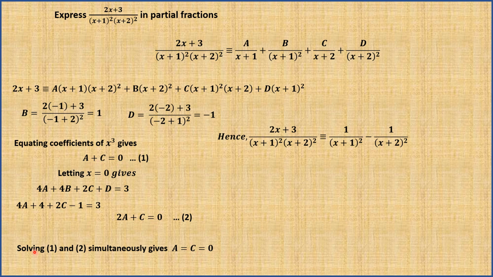Now since a is 0, this term does not exist. c is also 0, so this term does not exist. So the final answer will just be b over x plus 1 squared, which is 1 over x plus 1 squared, minus this one, 1 over that, right? So that's what we actually have as the partial fraction decomposition of this algebraic fraction.